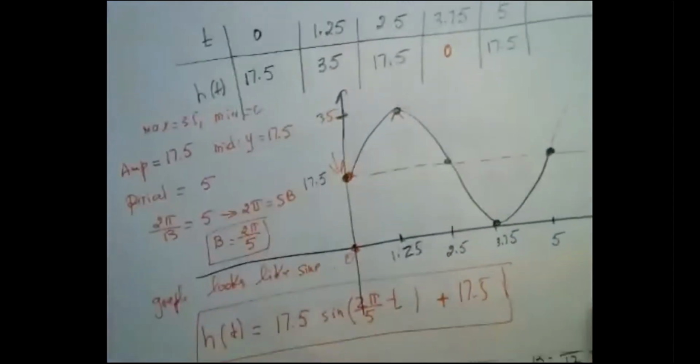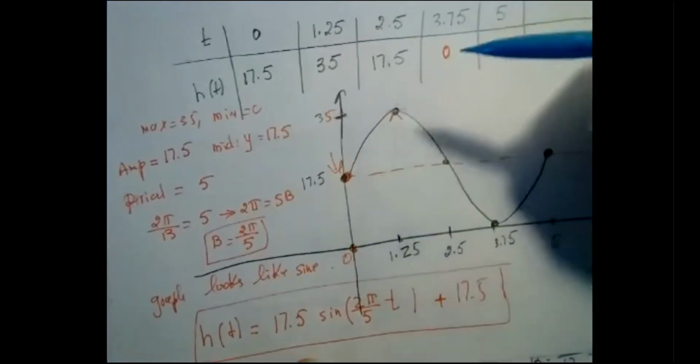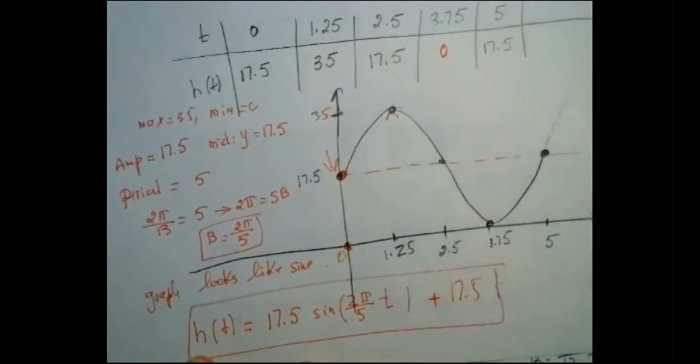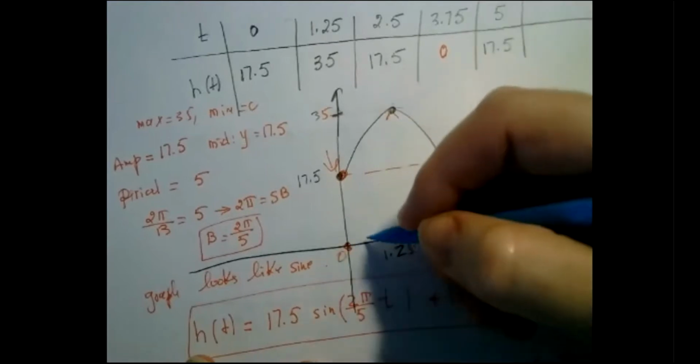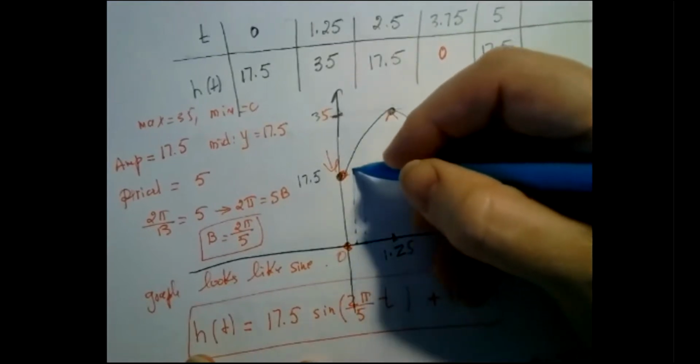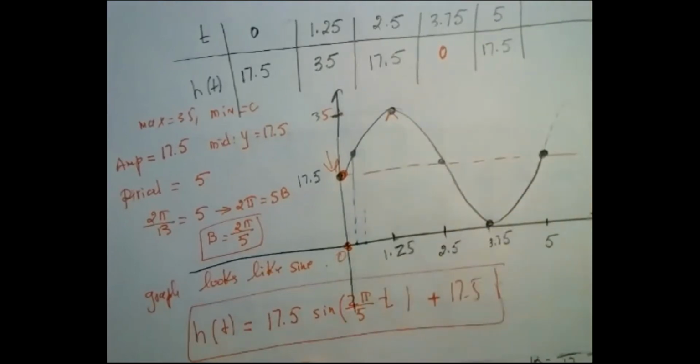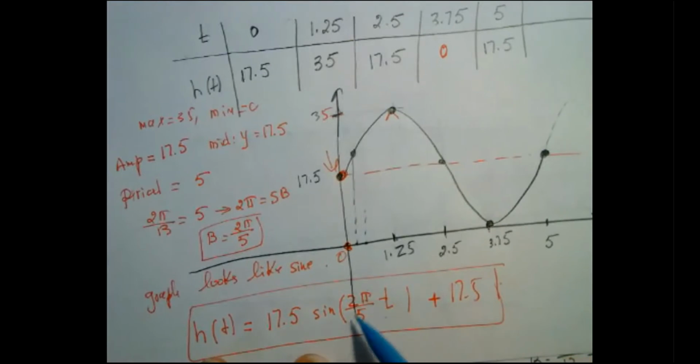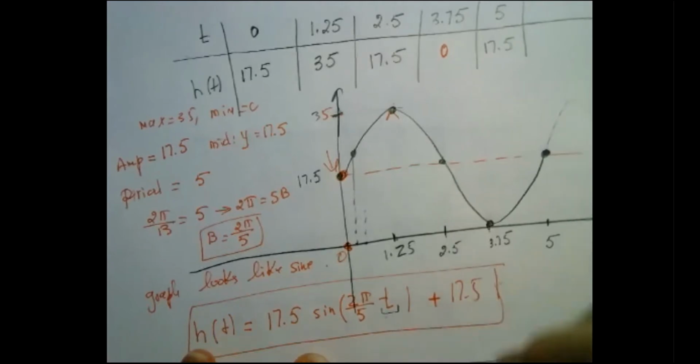So now, for example, suppose I ask you, what's the height after 0.25 minutes? 0.25 minutes should be somewhere in here. If you want the height, you plug in 0.25 into the formula. So that's really the benefit. If you want the height at any moment in time, you just take the time and you plug it inside here, and then you get your height.